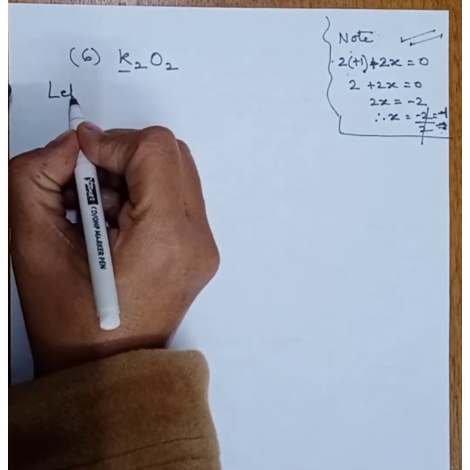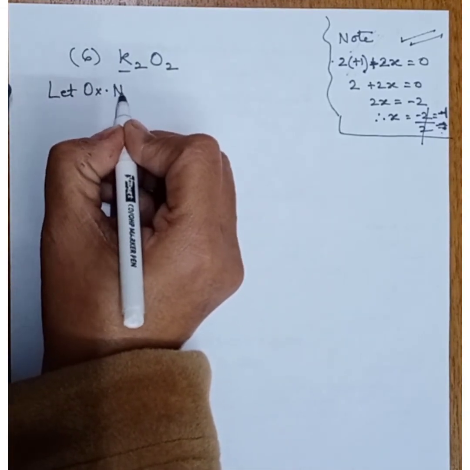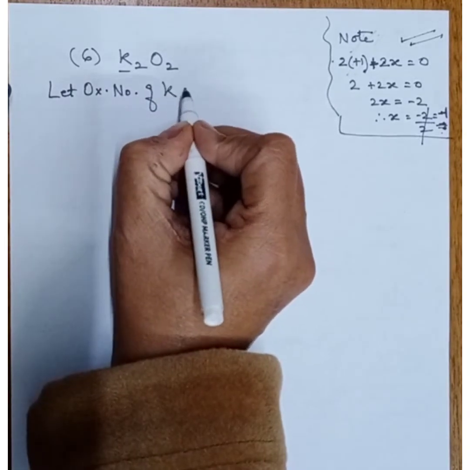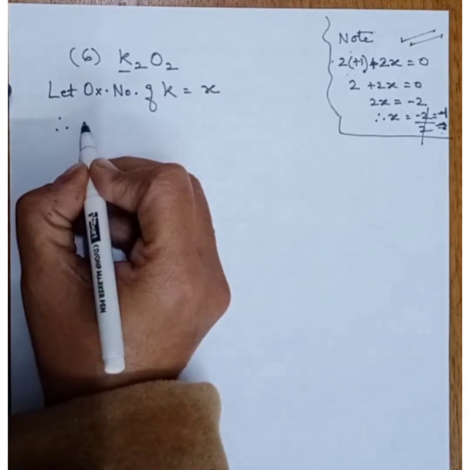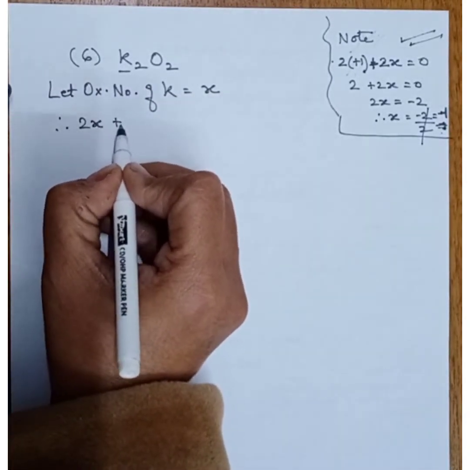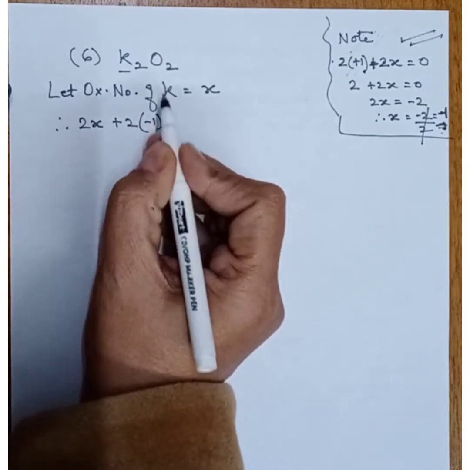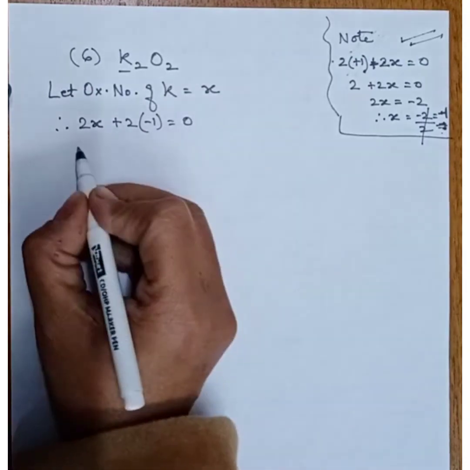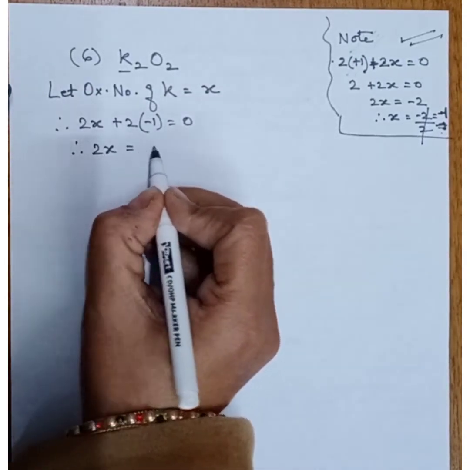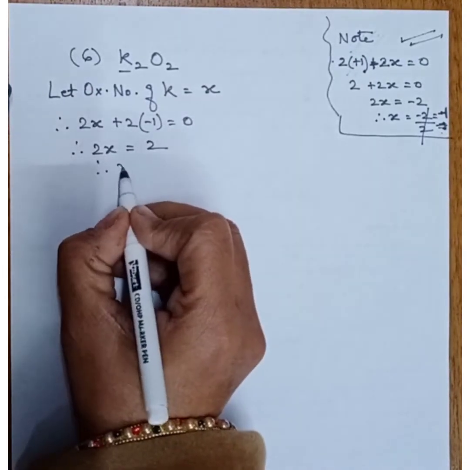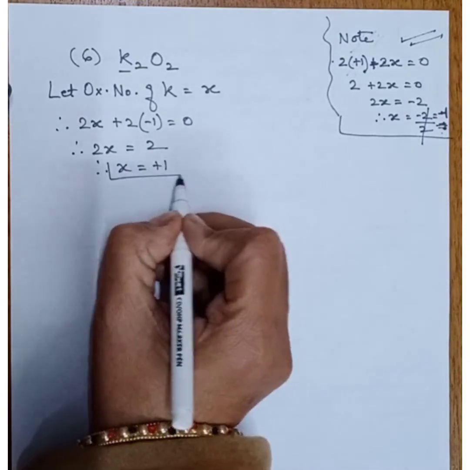Now we will use this. Let the oxidation number of potassium be x. Therefore 2x plus 2 into, now we have a very clear idea whether it is a peroxide, superoxide or oxide, is equal to 0. Therefore 2x is equal to 2. So x is equal to +1.